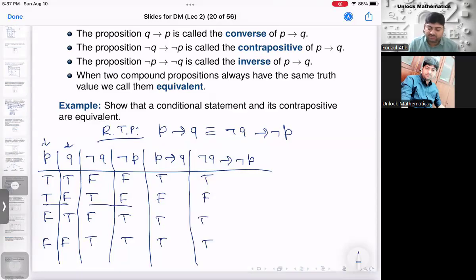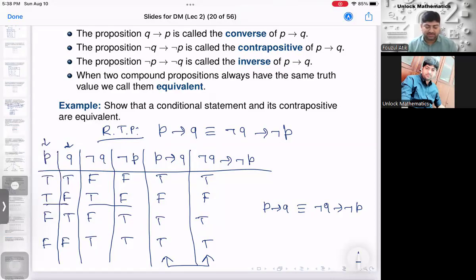Now, what is your final observation? Your final observation is that these two columns are always the same. So P imply Q and not Q imply not P have the same truth value. Clear? Therefore, because they have the same truth value, you can immediately declare that P imply Q is equivalent to not Q imply not P. We are done. Easy.